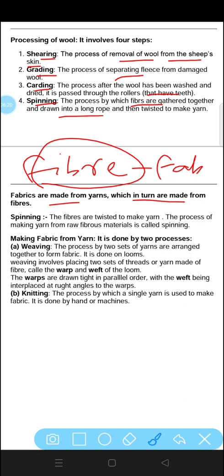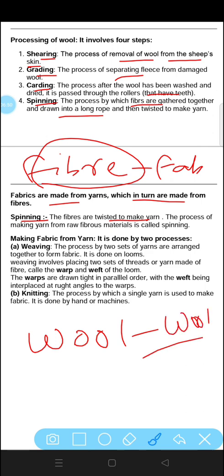Now next is spinning. The fibers are twisted to make yarn. The process of making yarn from raw fibrous material is called spinning. So spinning is basically a process which is used to make yarn from the raw fibrous material, like wool. Spinning of wool is done to make the threads or wool that we use to knit our sweaters.